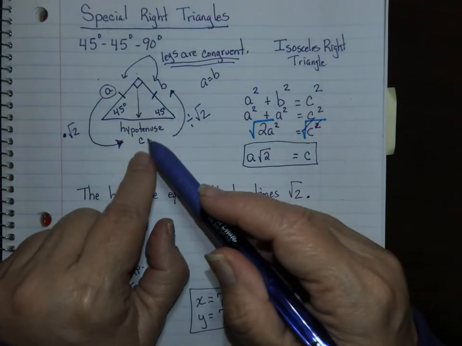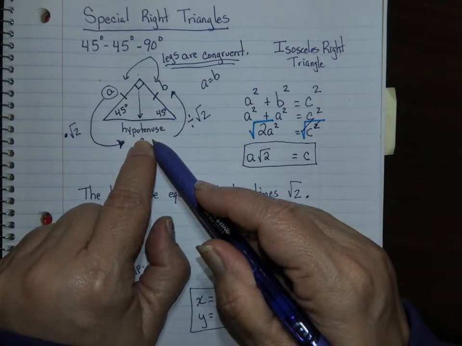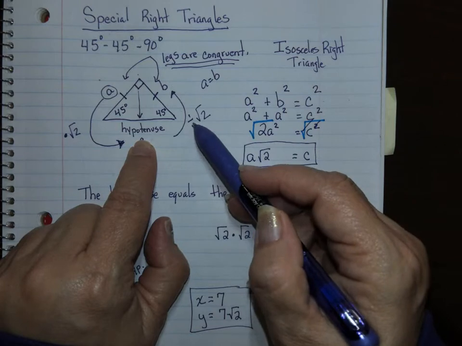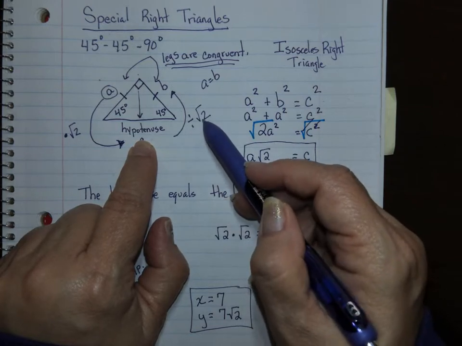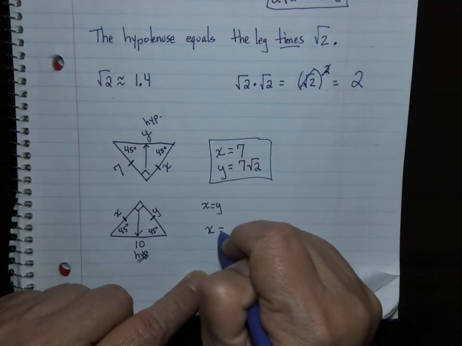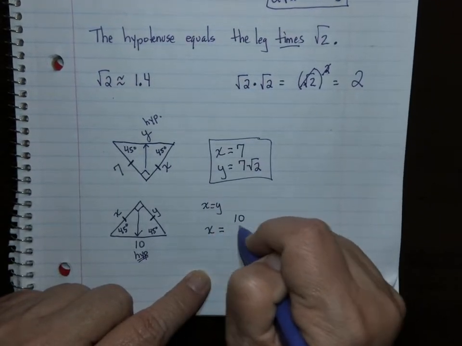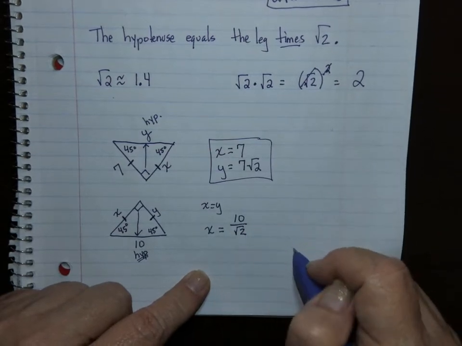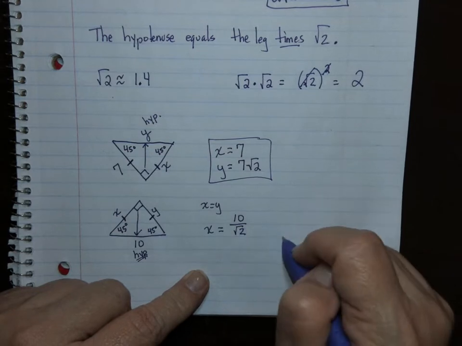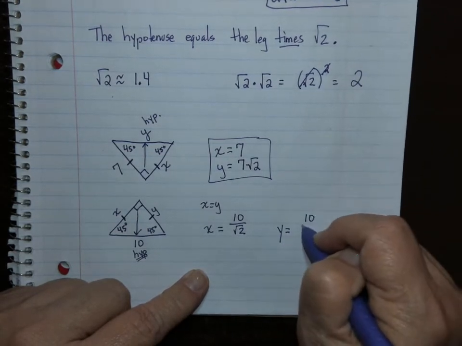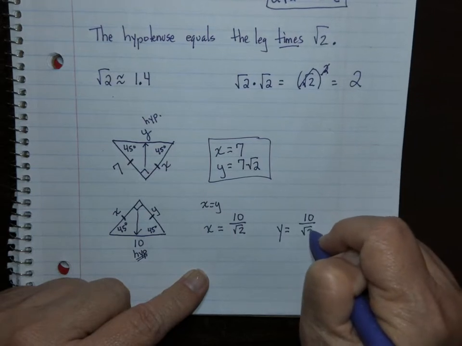Alright, so look right here. If you know the hypotenuse and you're trying to go find a leg, then you divide by the square root of 2. So x is going to equal 10 divided by the square root of 2. And y is going to equal the same thing, 10 divided by the square root of 2.